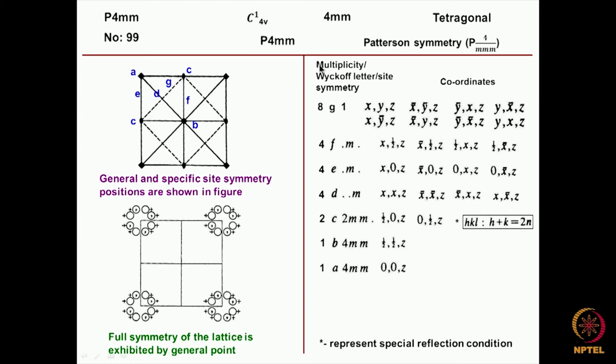So here you will look at it in the table, where you will see the multiplicity, Wyckoff letter and the site symmetry. That is in the unit cell at different places. If you look at it, the lattice has some particular symmetries which are associated with it at different positions. We can put an atom at a general position or at a specific position, anywhere it can come.